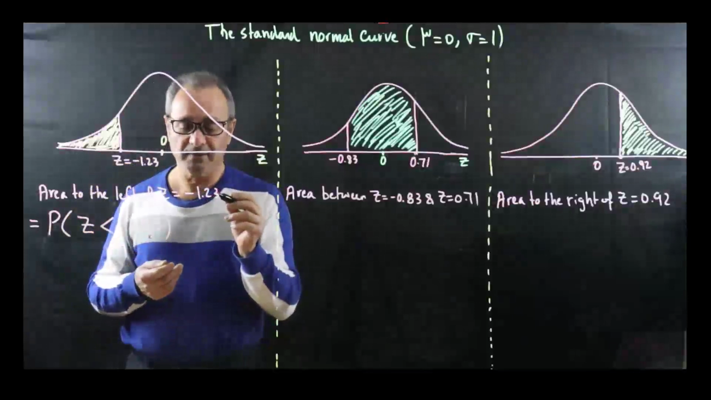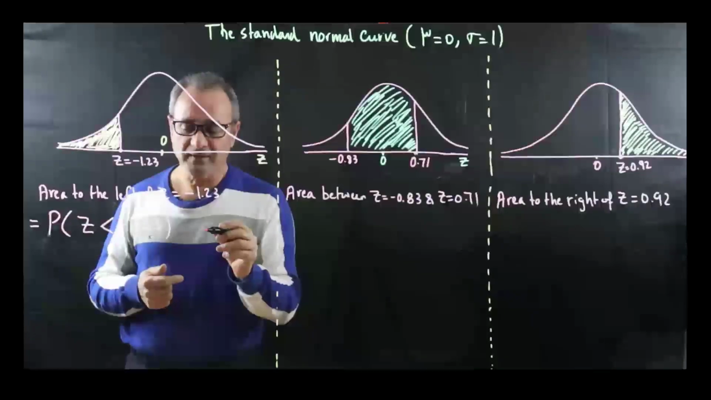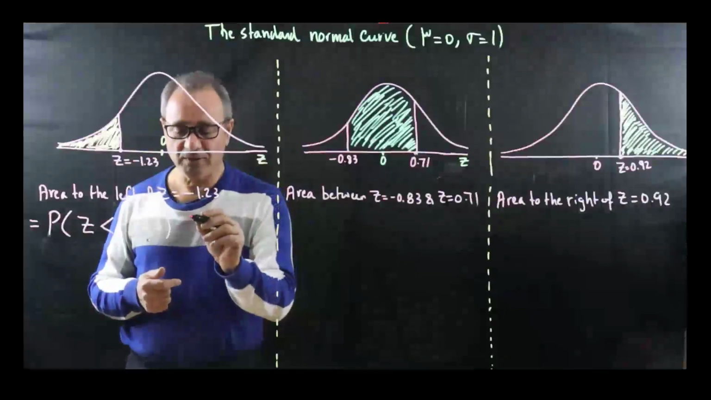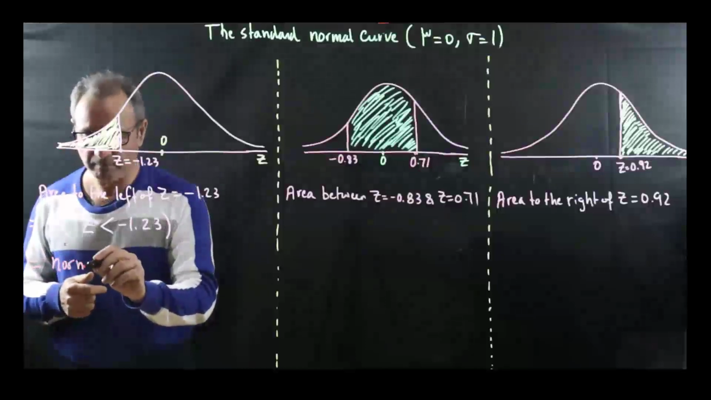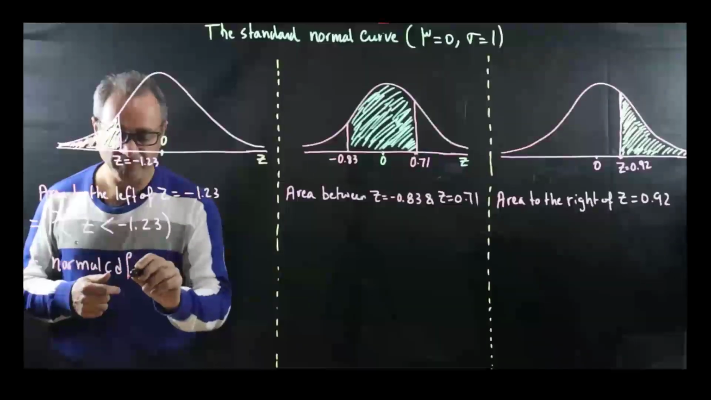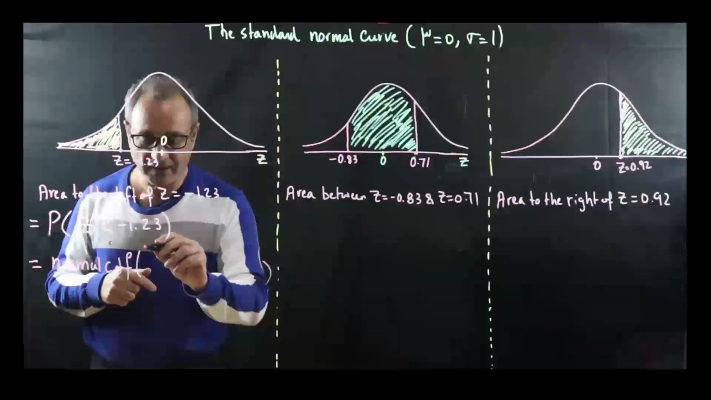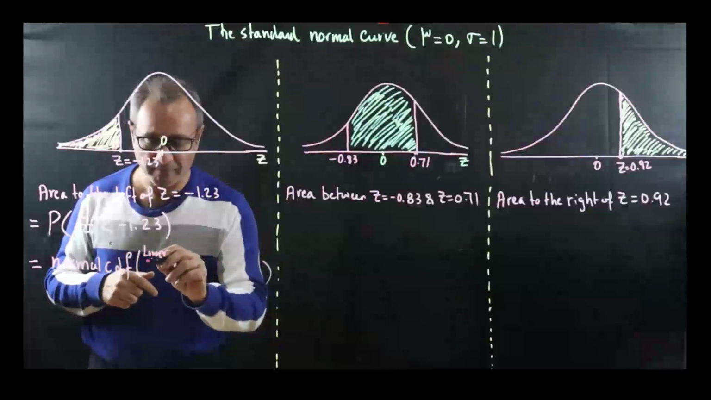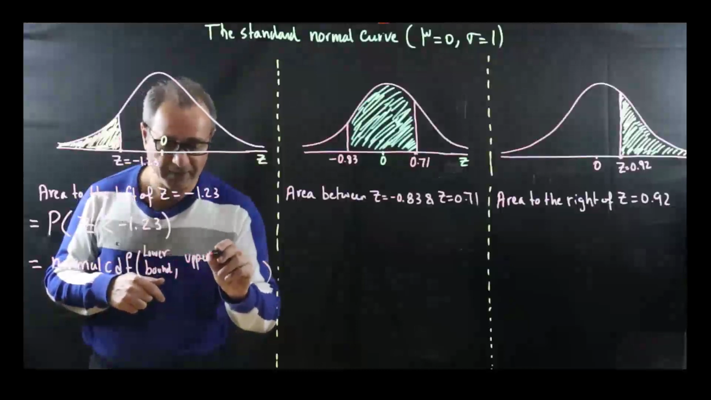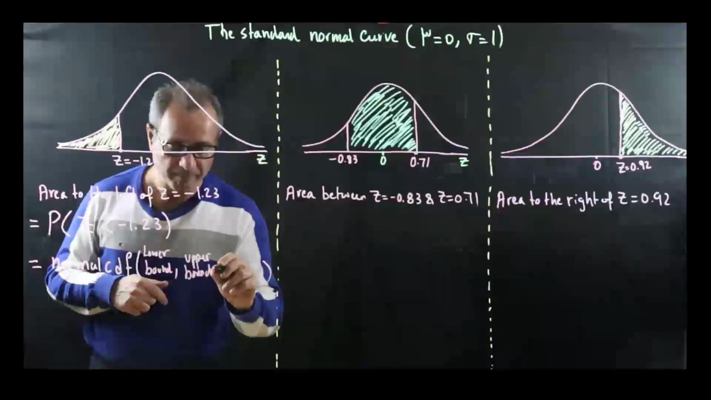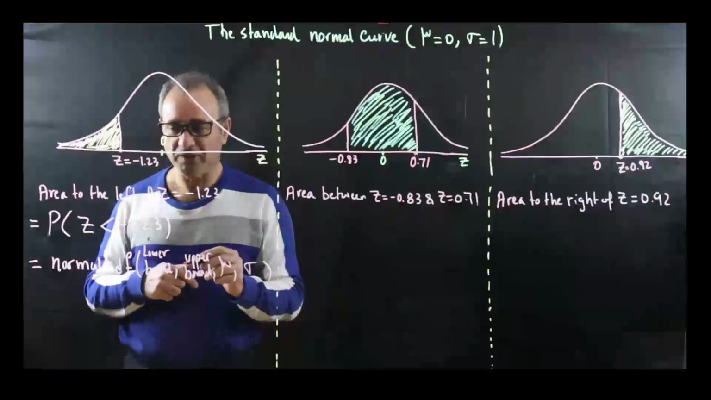You can either use a table or you can use your calculator. If you are using the TI-84, you can use a feature which is called the Normalcdf. Okay, the Normalcdf requires 4 arguments. The first argument is a lower bound. The second one is the upper bound. And then we need the mean, and then we need the standard deviation.